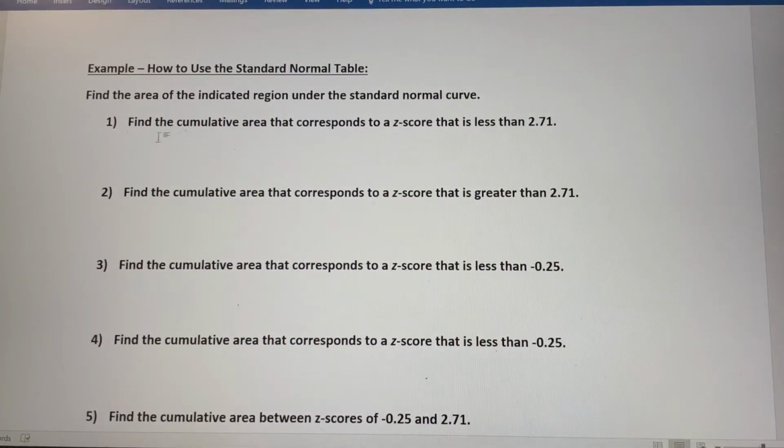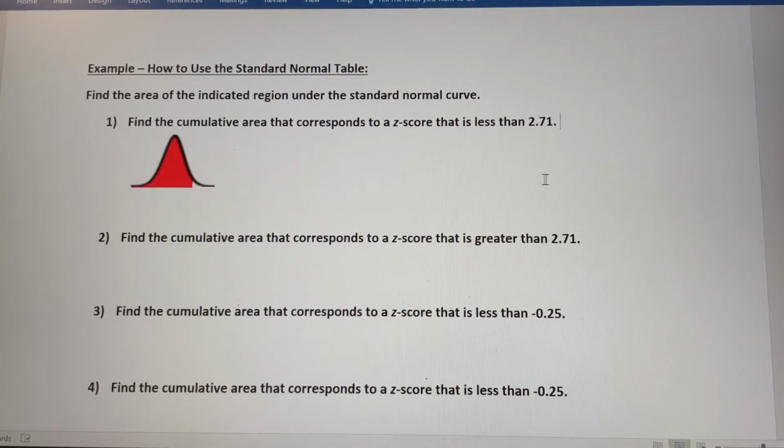Okay. So we want to find the cumulative area that corresponds to a z-score that is less than 2.71. So the first thing we want to do is understand what the area is going to look like. You can see with this, our mean is right here in the middle, and a positive z-score of 2.71 is almost 3 deviations above the mean. So if we're talking about the area less than 2.71, we're talking about a lot of area here.